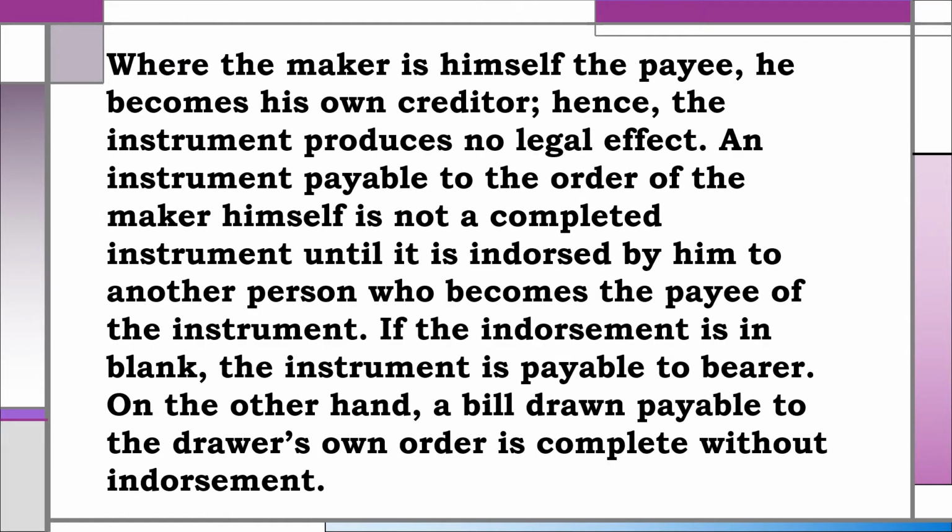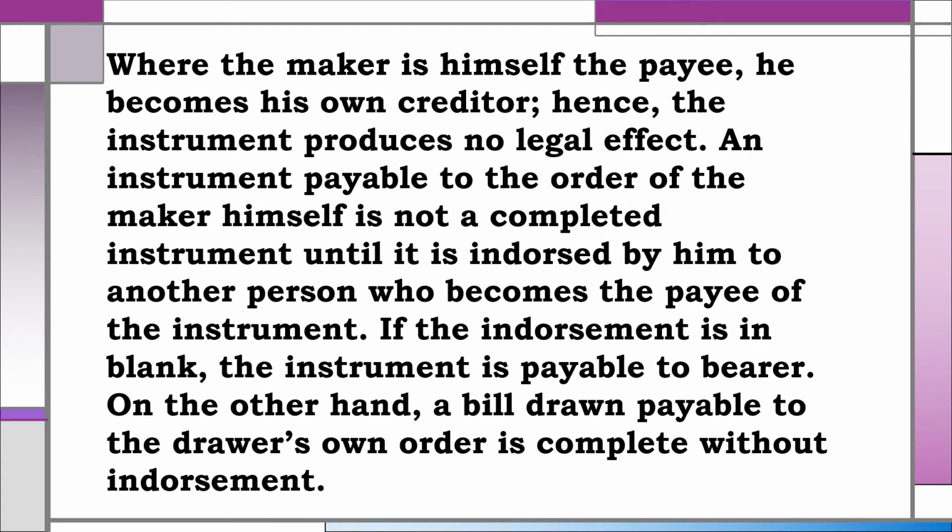Where the maker is himself the payee, he becomes his own creditor. Hence, the instrument produces no legal effect. An instrument payable to the order of the maker himself is not a completed instrument until it is endorsed by him to another person who becomes the payee of the instrument. If the endorsement is in blank, the instrument is payable to bearer.